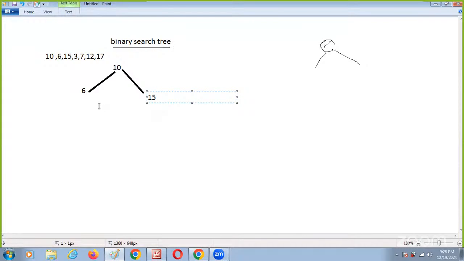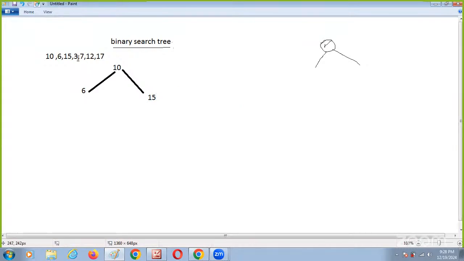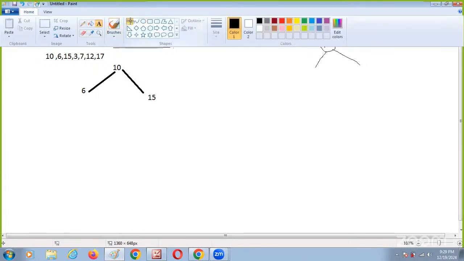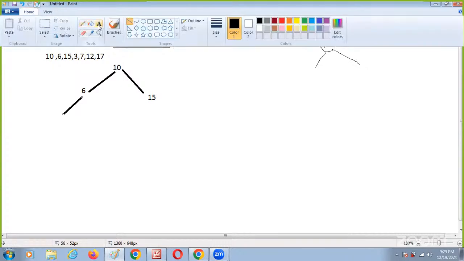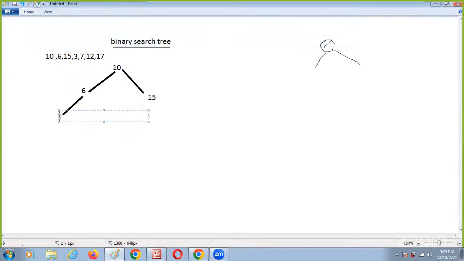Suppose the next element 3 came. Is it less than 10? Yes, it is less than 10, and also 6. Is it greater than 6 or less than 6? 3 is less than 6 only. So where should I place this one? 3 is less than 6, so I can place it here. I can place 3.